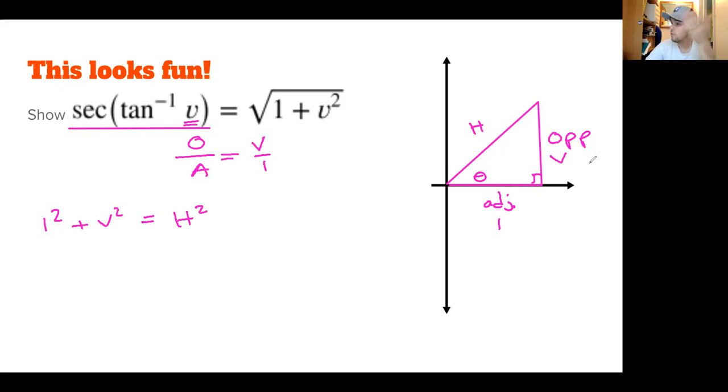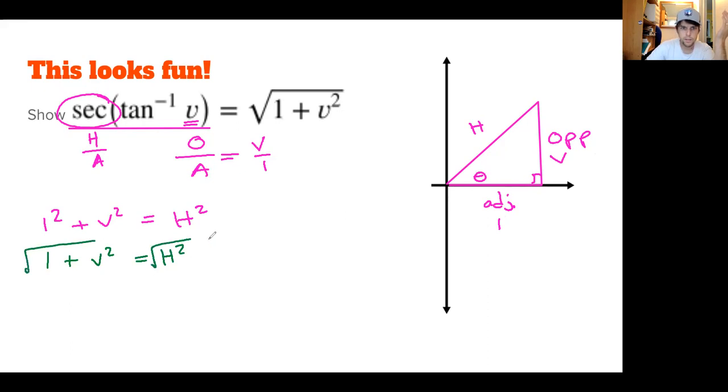The reason I want to know my hypotenuse is because eventually I'm trying to find the secant of this. Secant is hypotenuse over adjacent. So I'm going to need to know the hypotenuse and put it over the adjacent to find the secant of this angle. Let's keep going. 1 squared is 1 plus v squared. To solve this for the hypotenuse, we take the square root of both sides. So we get square root of 1 plus v squared equals the hypotenuse. That's funky, but that's just the length of the hypotenuse in terms of v.